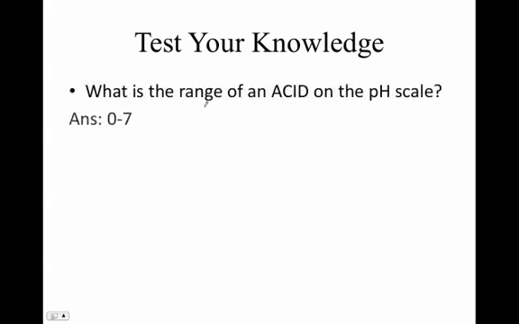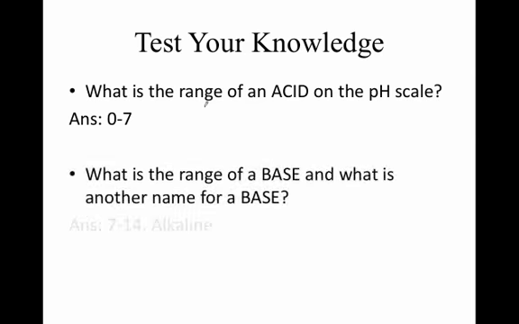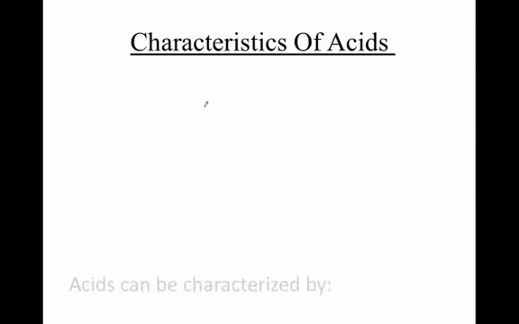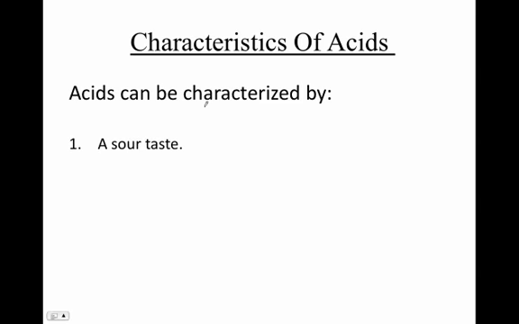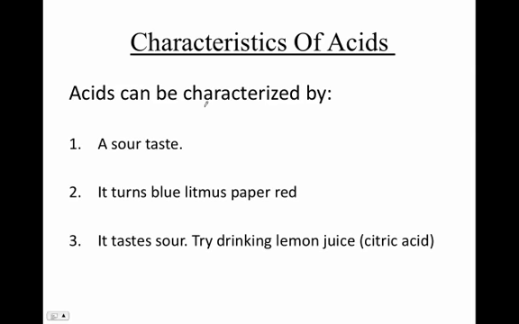What is the pH range of acid on a pH scale? 0 to 7. What's the pH of a base? There we go. Now, acids have certain characteristics. They generally taste sour. Mind you, I don't recommend you taste something if you don't know what it is. And they turn blue litmus paper red. And think of lemon juice.